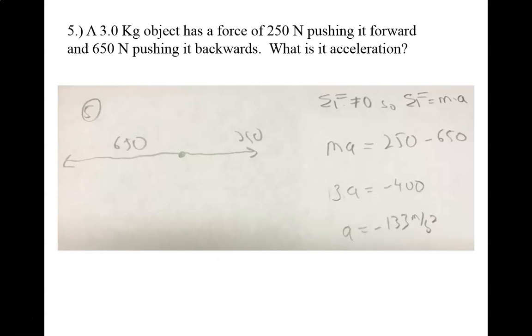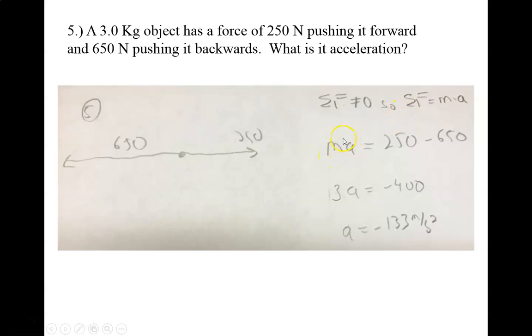Okay. So a 3 kilogram object has a force of 250 newtons pushing it forward and 650 pushing it back. What is its acceleration? So this is the case when the forces are not going to be balanced. So instead of saying 0 equals blah blah blah, it's going to be mass times acceleration equals F net, because F net equals mass times acceleration. So that's Newton's second law.